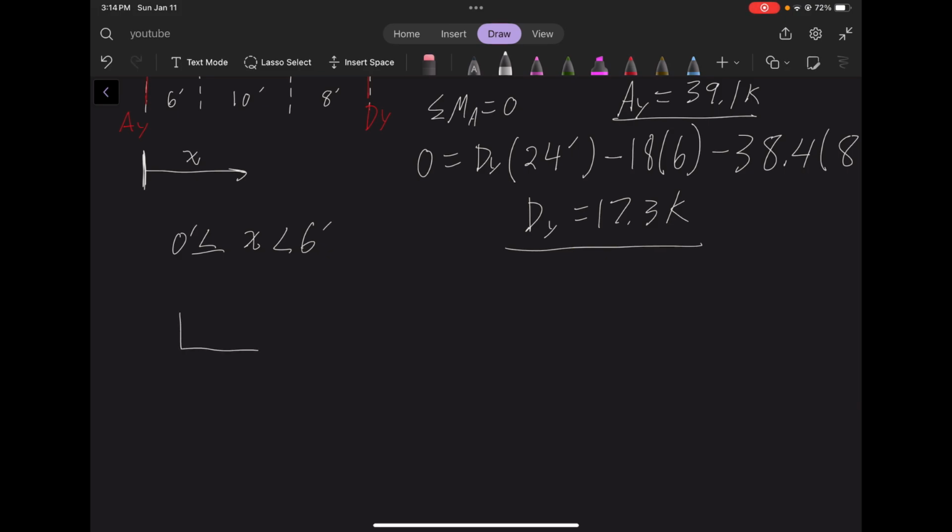So let's draw the beam. And what's happening at this point here? Well, we know at point 0 we have a reaction here. We have our AY. And we also have this distributed load going along here of 2.4 kips per foot. I'm not going to write the unit, but I am going to try and clean that up. It's going to be 2.4.